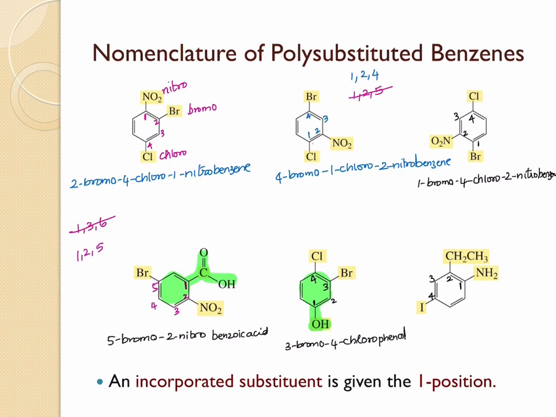And this would be 2-ethyl 4-iodoaniline. And again, they are alphabetized. Aniline is this part of the molecule. So when you have this benzene ring and the NH2 together.